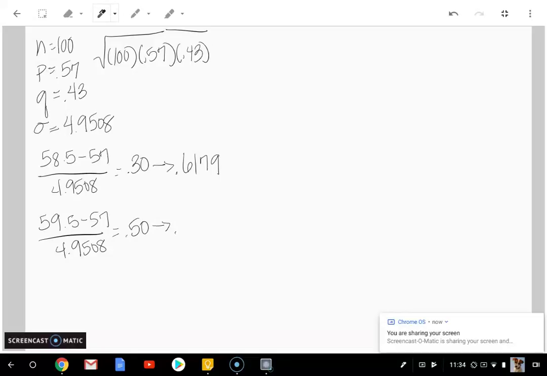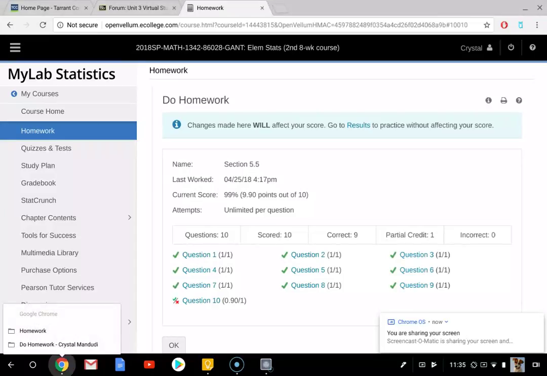You're going to turn this into your percentile, and you find these percentiles on the z-score tables that are provided to us by the professor. And the percentile is 0.6915. In order to find this, you're going to have to subtract the lesser percentile from the greater percentile, 0.6915 minus 0.6179. And this equals 0.0736. That's your answer for A.